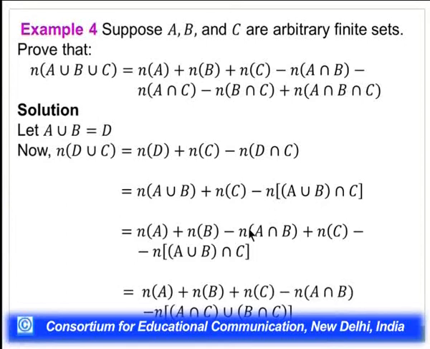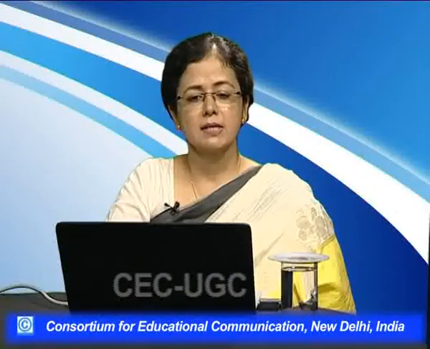Then in the third step, I have simply expanded on the first term. So, n of A union B is n of A plus n of B minus n of A intersection B. Then my next term is n of C, and then finally I have my last term. And actually for the last term, we can use the distributive property, and in the last line you can see that I can write A union B intersection C as A intersection C union B intersection C. So, with this as the expression, let's continue.